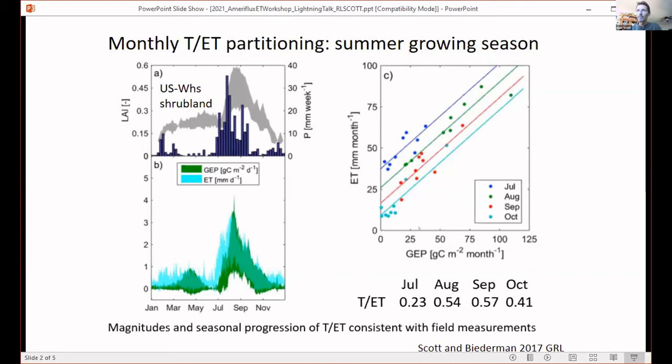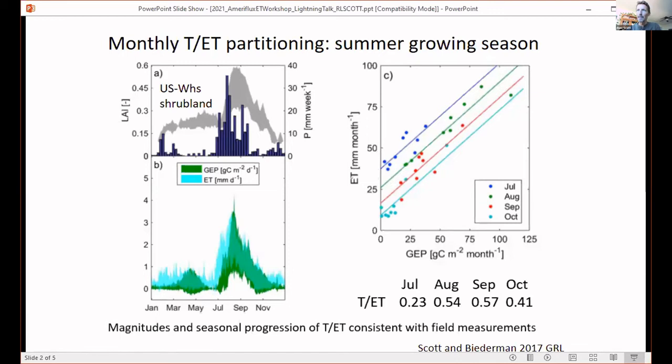And so what I plotted was, for this site, the shrubland site, July monthly averages of GEP and ET, August, September, and October. And what we found is a good linear relationship between those two, and a consistent linear relationship across all months, but the y-intercept went from quite high to quite low at the end there.